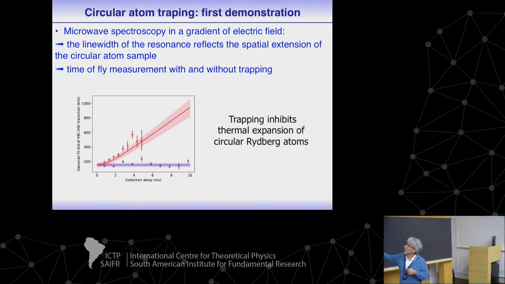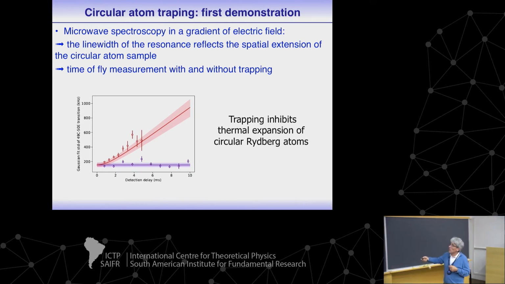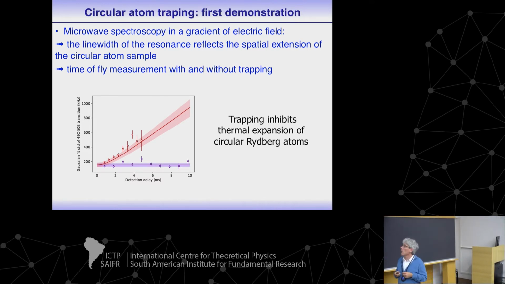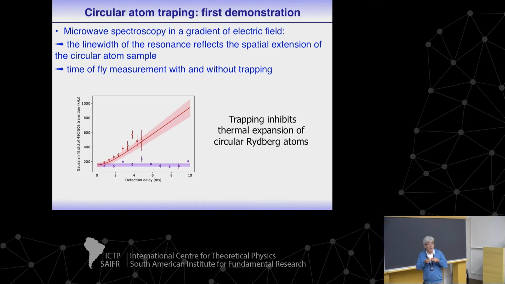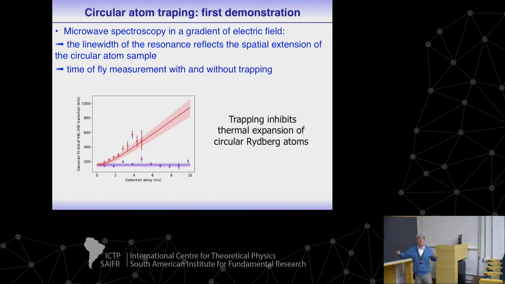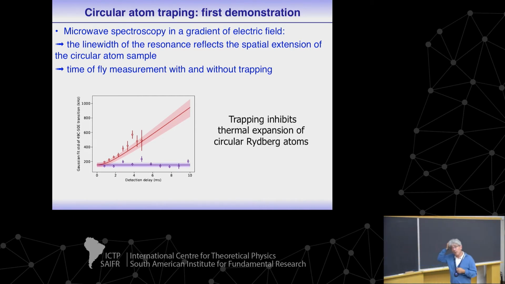The red line is what you expect from the knowledge of the temperature of the atoms. So by looking at the way the line gets broadened, we detect the rate at which the atomic cloud of circular atoms expands. It's a kind of time of flight measurement for the Rydberg atom, and it's a measurement of the free expansion of Rydberg atoms in the case of the red line. And this free expansion disappears when the atoms are trapped. So this is the first demonstration experiment.